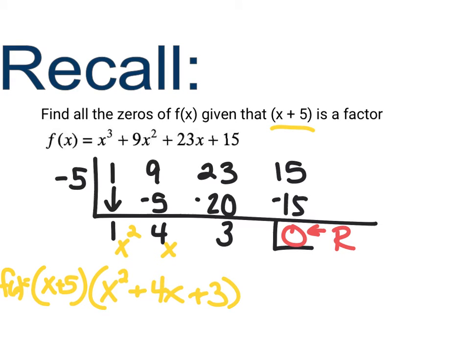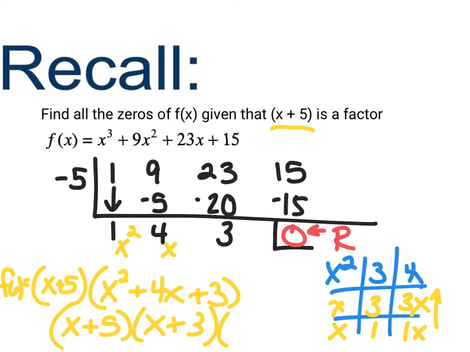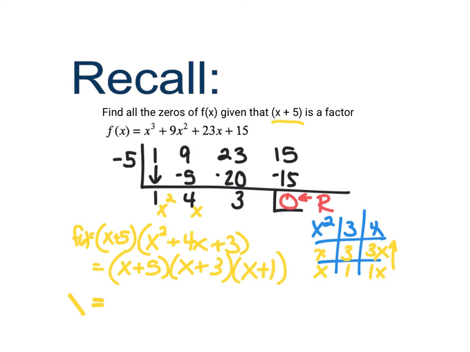Then we could factor x squared plus 4x plus 3 further. You could do that off on the side. Those of you that prefer the tic-tac-toe method, you set up your board, and factors of x squared would be x and x. Factors of 3 would be 3 and 1, multiply across, and check it by adding, and it works. So this factors into x plus 5, x plus 3, and x plus 1. And from here, we would know that my zeros would be x equals -5, -3, and -1 after I apply the zero product property.